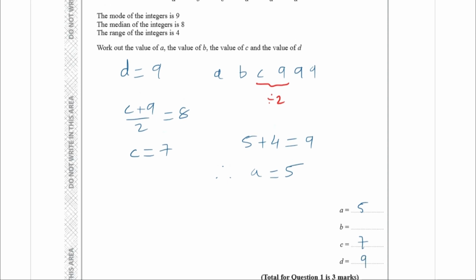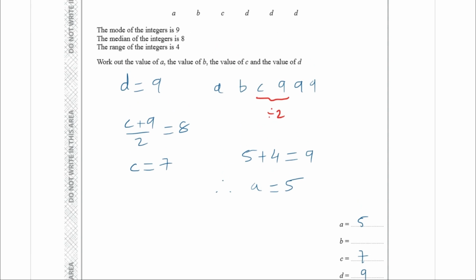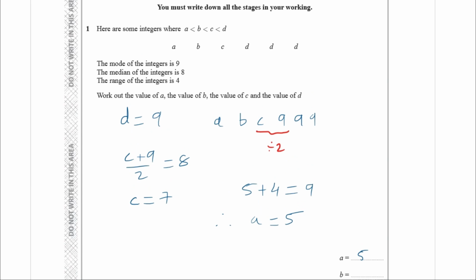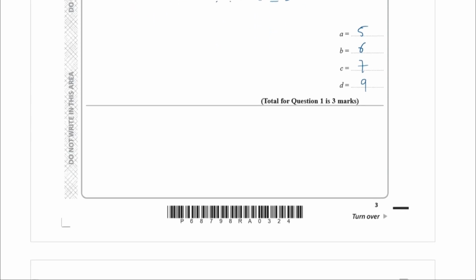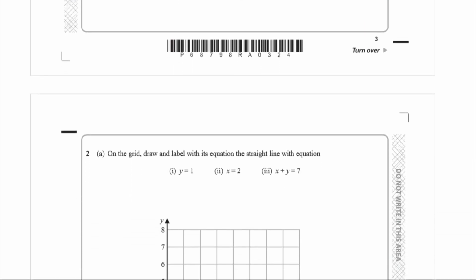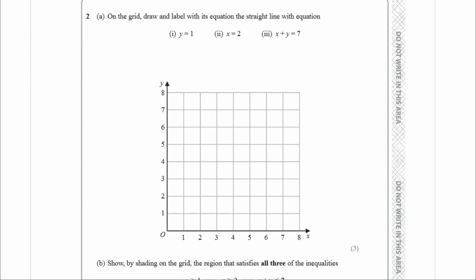So the median is 8. Oh, we know that B is just between A and C. So if A is 5 and C is 7, B has to be 6. So just based on the fact that it's sandwiched between 5 and 7, B should be 6. So a little bit tricky finish there. Okay, moving on to question 2.